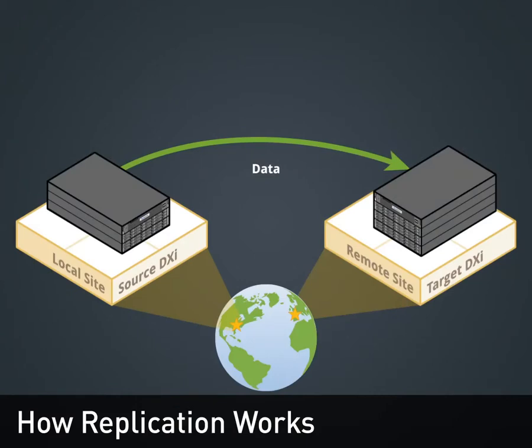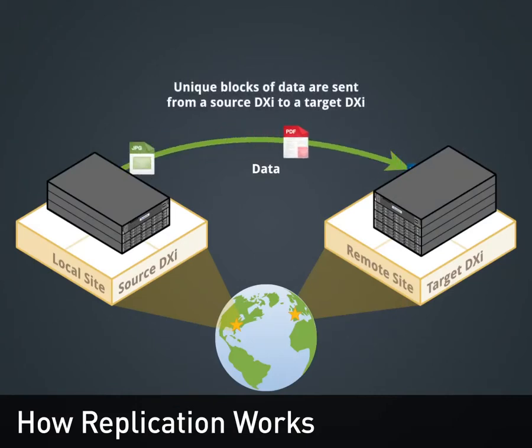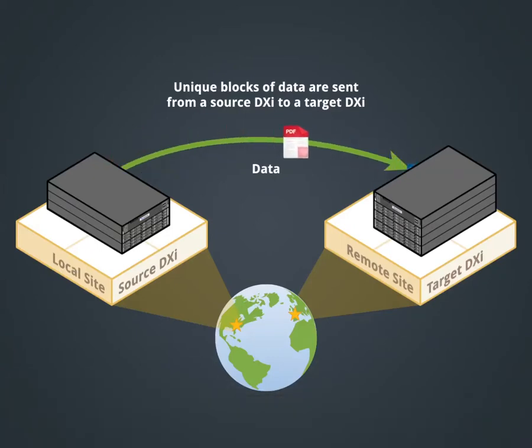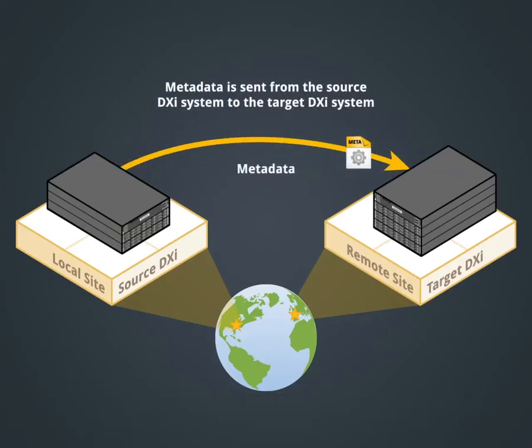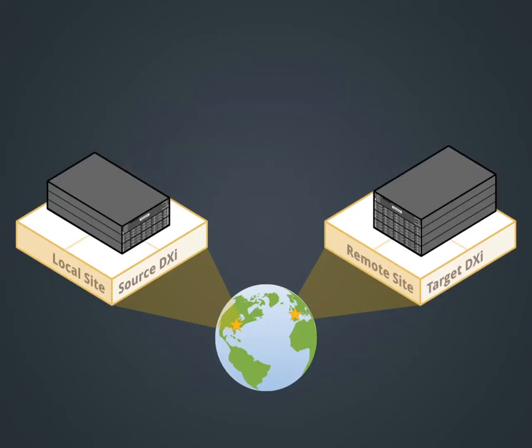Replication occurs on the DXi systems in two stages. First, unique blocks of data are sent from the source DXi to the target DXi. Then, metadata is sent from the source DXi system to the target DXi system, allowing the target DXi to reflect the current data state of the NAS share or VTL partition on the source DXi.